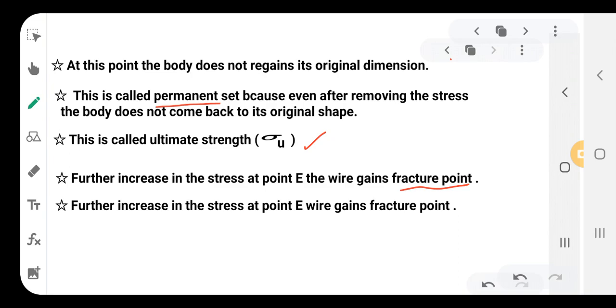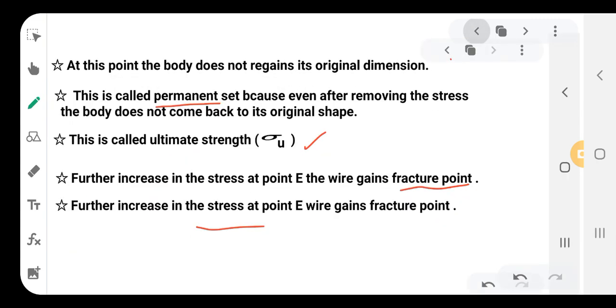That means if you are increasing the stress more and more after point D, the ultimate strength, that means it is the last strength of that wire, and if you put a little bit more stress on the wire, it will break. So that point is known as the fracture point. Further increase in the stress at point E, the wire gets a fracture point or it breaks.